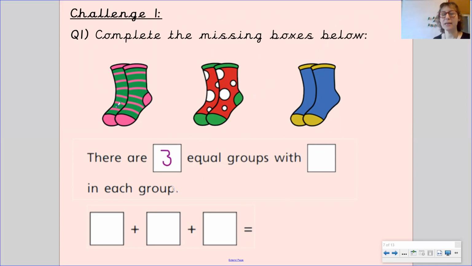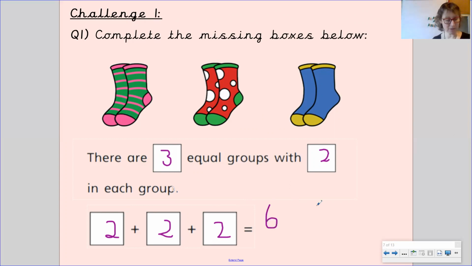And each group has got 2 inside. So there's 2 socks here, and 2 socks here, and 2 socks here. So we've got 3 groups, and each group has got 2. So in this group, we've got 2, in this group, we've got 2, and in this group, we've got 2. So all together, we can either count in 2s: 2, 4, 6, or we can count all our socks: 1, 2, 3, 4, 5, 6. So we have got 6.